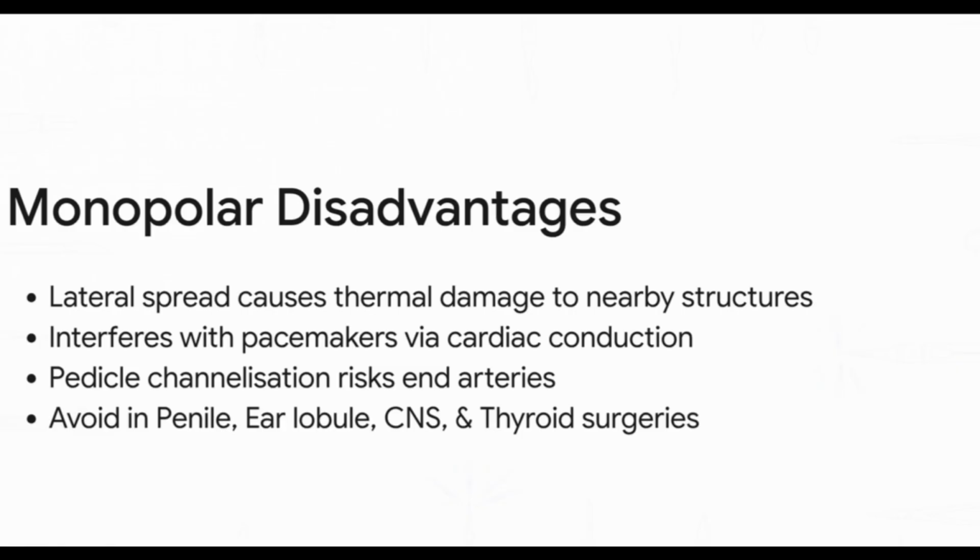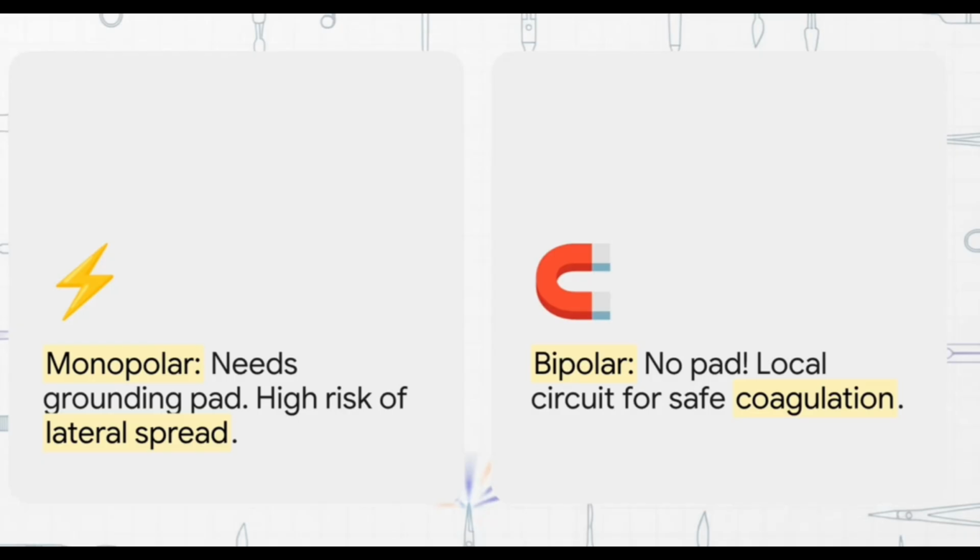Plus, because the current is traveling through the patient's entire body, it messes with cardiac conduction. That's why it is strictly contraindicated if the patient has a pacemaker. And for sure, avoid it in delicate CNS, parotid, and thyroid surgeries too. Ab compare karte hain monopolar versus bipolar. We just talked about the massive full-body circuit of monopolar. In bipolar cautery, it's totally different. The circuit is completed locally, just between the 2 metallic prongs of the forceps.